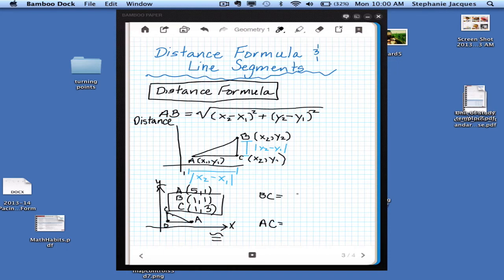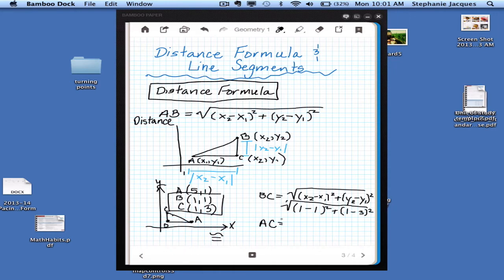So I want to find BC, so I'm just going to be dealing with the B and the C. So my formula above, I'm going to write it here. I'm going to do the square root of x2 minus x1 squared plus y2 minus y1 squared. So using that formula, I'll put my square root. And I'm going to look at my points. So my x values for B and C, I'm going to do 1 minus 1, because those are my x values. And I always go in the same order for my y values. So if I did 1 minus 1, I'll do 1 minus 3.